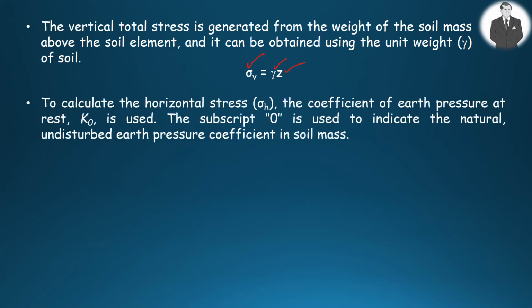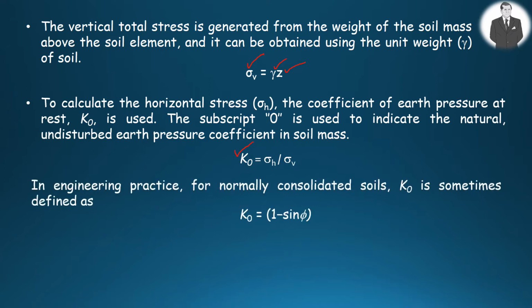In order to determine the horizontal stress, the coefficient of earth pressure at rest, K0, is used. The subscript 0 is used to pinpoint the natural undisturbed earth pressure coefficient in soil mass. So K0 is the ratio between sigma sub H and sigma sub V, as illustrated here.